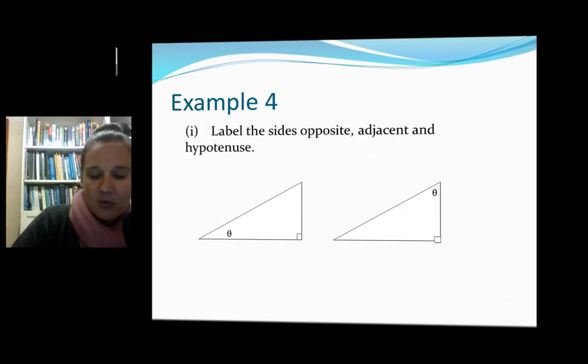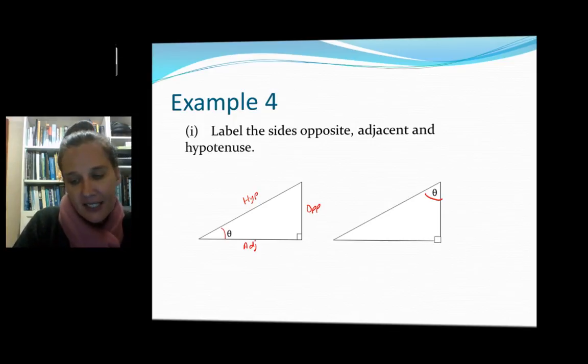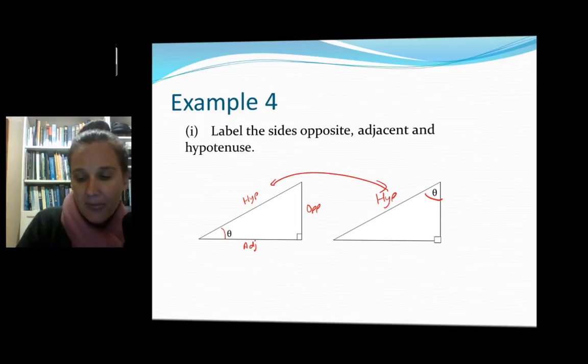Here in example 4, we've got our theta, our angle of interest. We've got our right angle, so here we have our hypotenuse. Opposite our angle theta we have our opposite, and next to our angle we have the adjacent. Here we have the same triangle, but our theta is this angle up here. Our hypotenuse is still opposite our right angle, so it has not changed. But now our opposite is this side here, and our adjacent is this one here. So our opposite and adjacent have switched positions when we've switched angles.